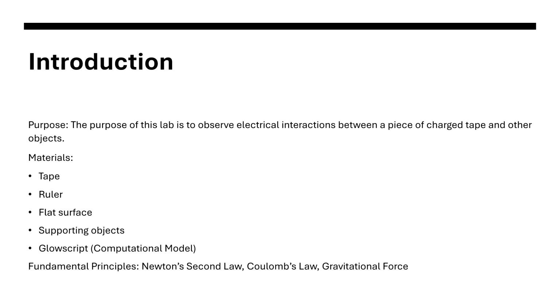The purpose of this lab is to understand how electrical interactions occur and look like through a piece of charged tape and another object. The materials for this lab include tape, a ruler, a flat surface, supporting objects, and GlowScript, which is a computational model which will be used later. The fundamental principles of this lab include Newton's second law, Coulomb's law, and gravitational force.